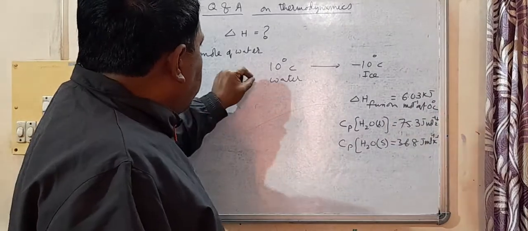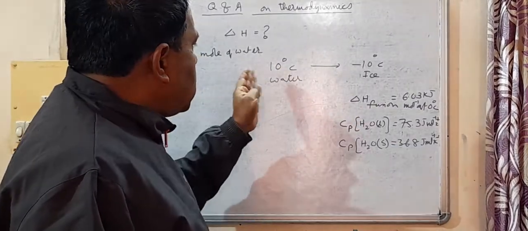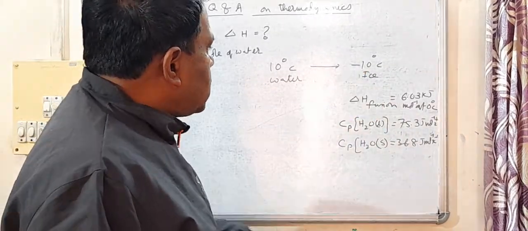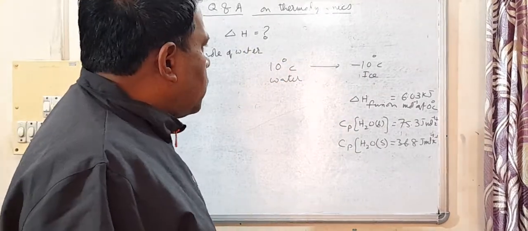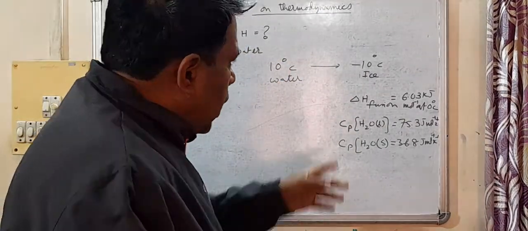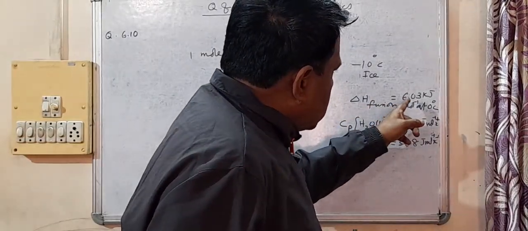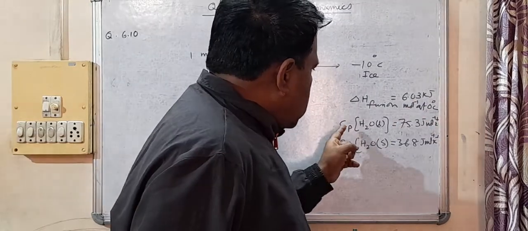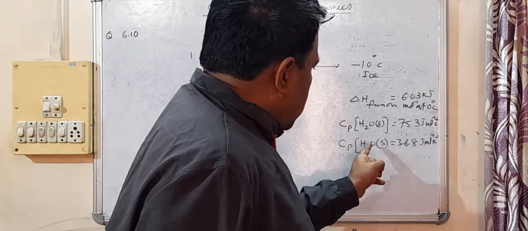So we have 1 mole of water at 10 degrees Celsius. We have to change it to ice at minus 10 degrees Celsius. For this, what will be the enthalpy change during this process? We have to find out. So what are the things given here? Enthalpy change of fusion is 6.03 kilojoules per mole at 0 degrees Celsius. Heat capacity of liquid water is given. Heat capacity of solid water is also given.